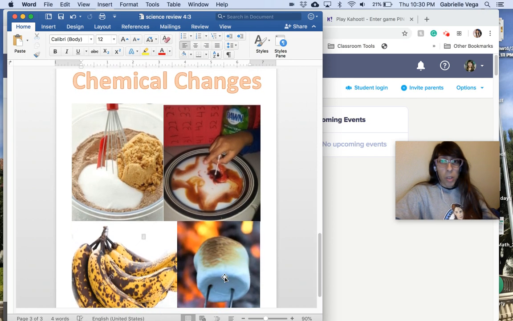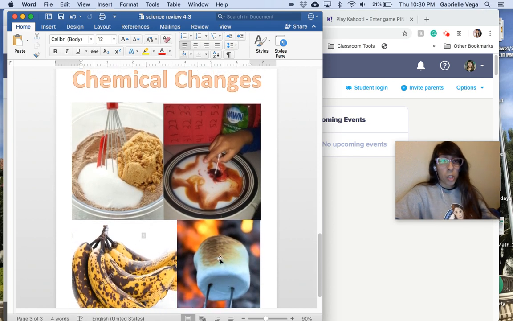Now let's talk about the experiments where we saw chemical changes. We didn't do this baking experiment, but again, this is another example of a chemical change. When you're baking a cake and you put in the egg and the sugar and the cake mix and you mix it all together and you bake a cake, you cannot take the cake apart and you won't see these materials again. So that's another example of a chemical change.